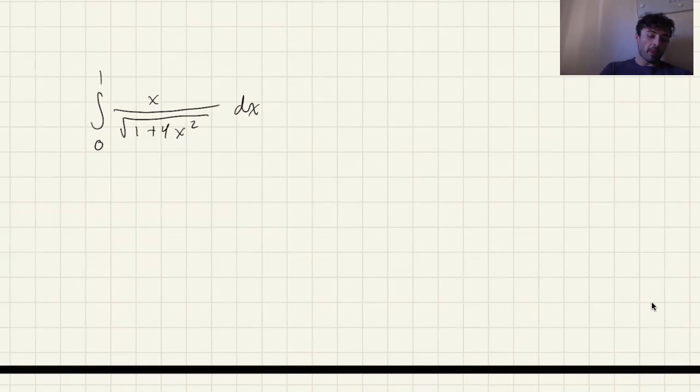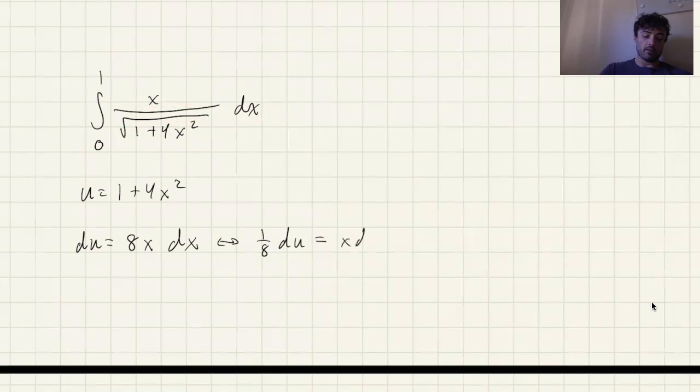So, again, I have a function right here, and its derivative appears. So that original thing is what I want as my u. So I have u is equal to 1 plus 4x squared. Now du is equal to 8x dx. And just like in the last problem, really all that I have up top is my x dx. So I need to get that by itself. So I have 1/8 du is equal to x dx.